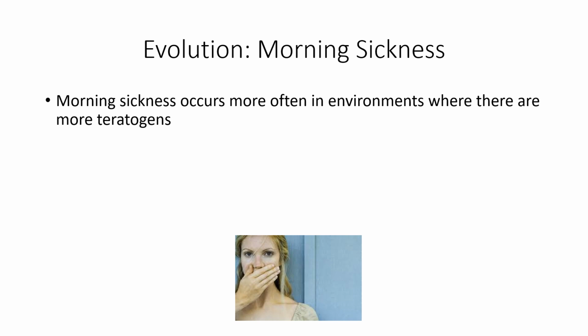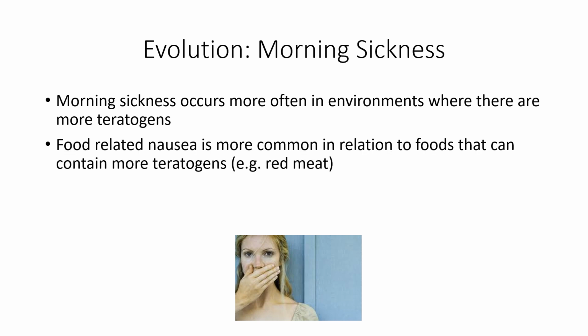That is, when the mother takes in teratogens from the environment, she is more likely to have morning sickness. So things like food-related nausea are more common in relation to foods that contain more teratogens, like red meat. Red meat is more likely to contain bacteria. That bacteria can be passed on to the fetus. Food nausea is more likely to occur from that. In environments where there's more teratogens, like in hot, humid environments where you've got more bacteria that can grow, morning sickness is more common.